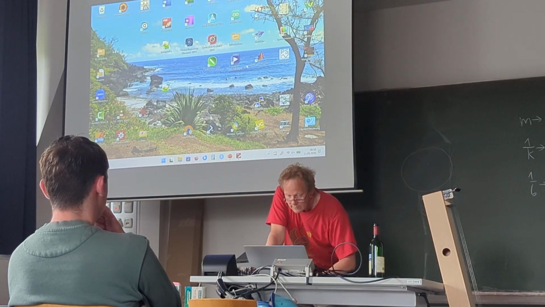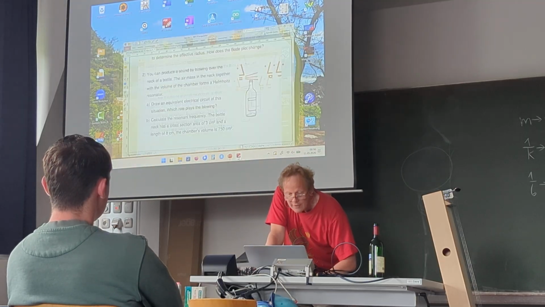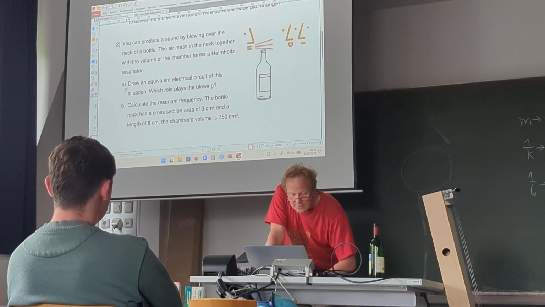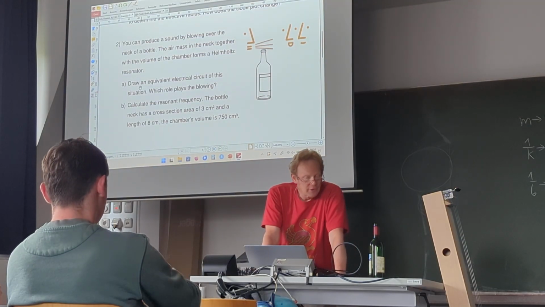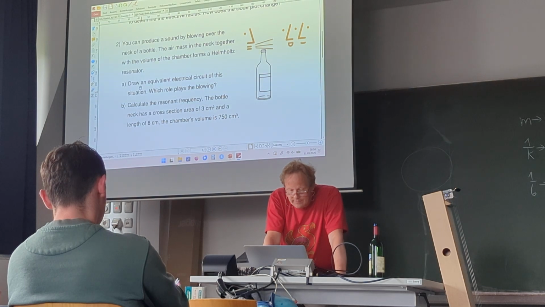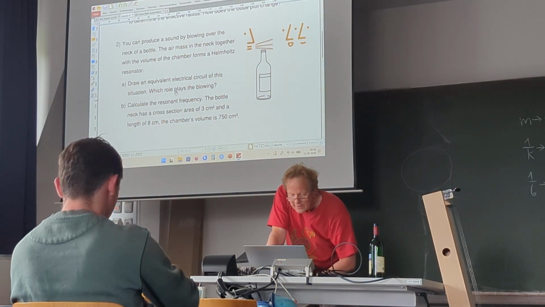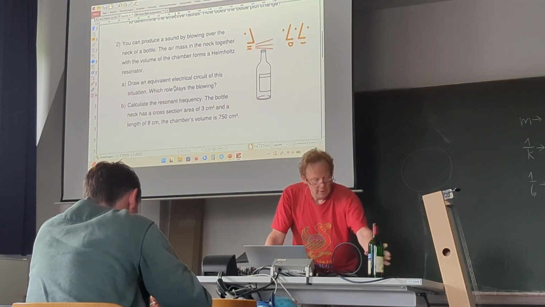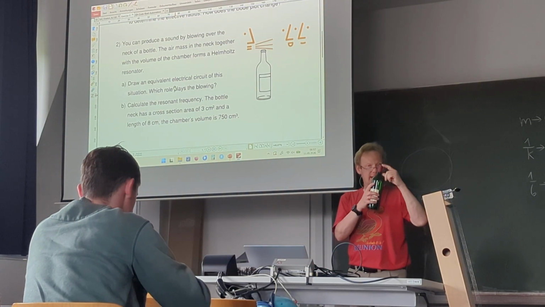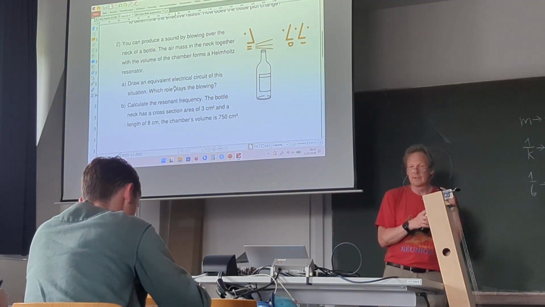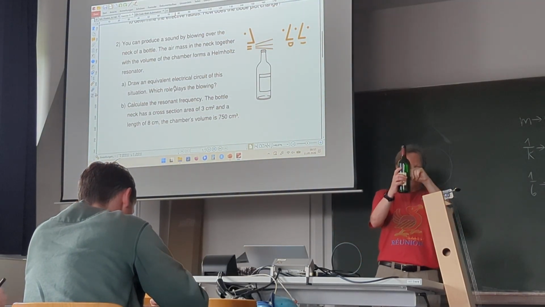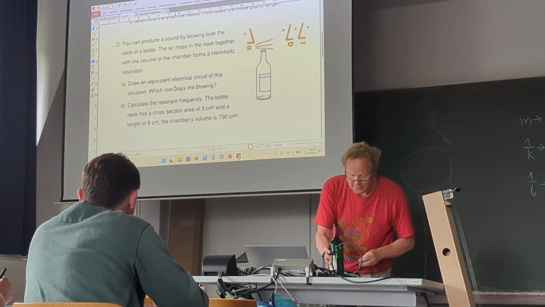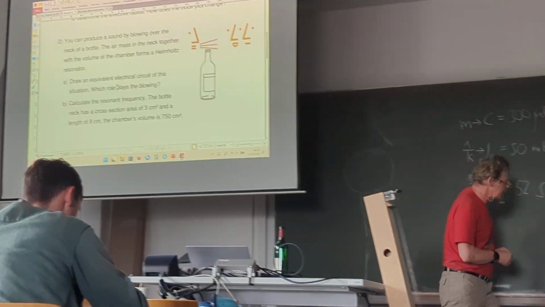Okay, then I think we have covered everything. Let's still draw an equivalent electrical circuit of the situation. And a special question, which role plays the blowing over the bottle? Okay, so first of all, we have this length of pipe, which we identified as an inductivity in series to the main body, which is a kind of capacitor. So we have a serial L and C.